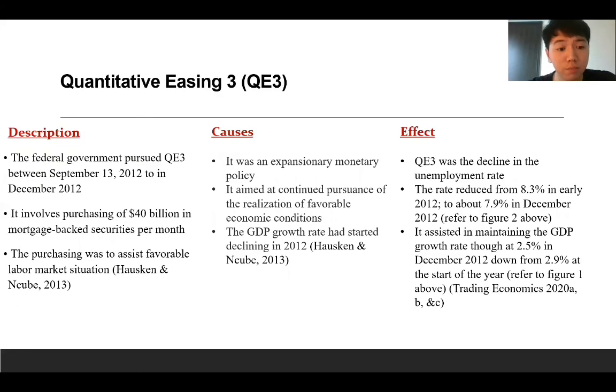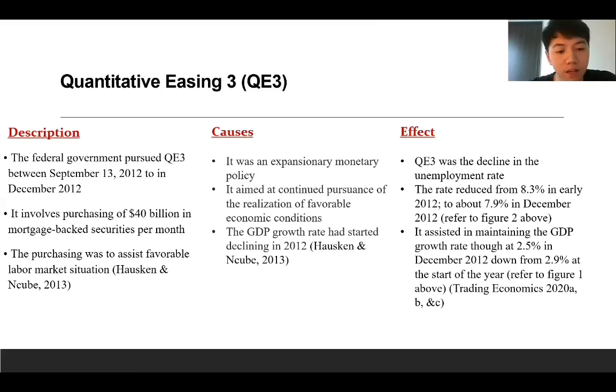And the QE3 was pursued by the federal government starting on September 13, 2012 and ended in December 2012. The government announced it would be purchasing $40 billion in mortgage-backed security per month until a favorable labor market situation would be achieved. It was an expansionary monetary policy aimed to continue pursuing the realization of favorable economic conditions following the effect of the late 2000 depression. The GDP growth rate had started declining in 2012, hence the need for the intervention.